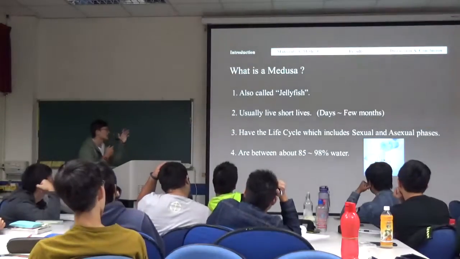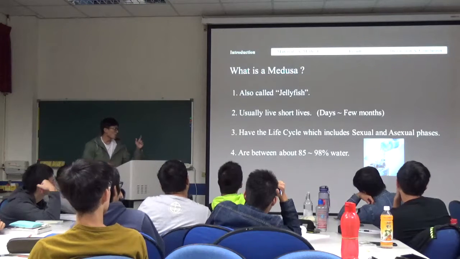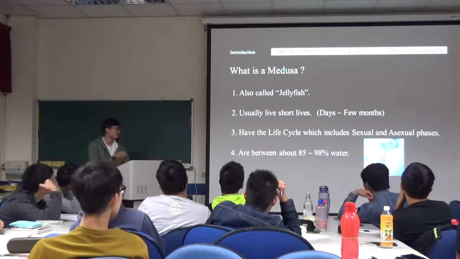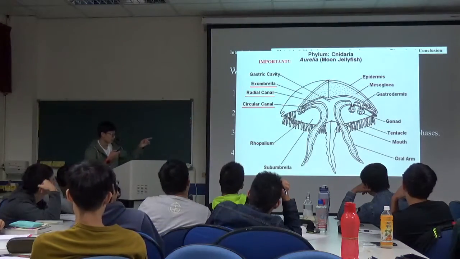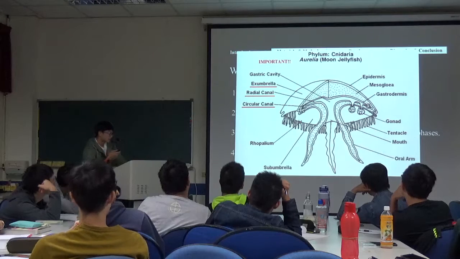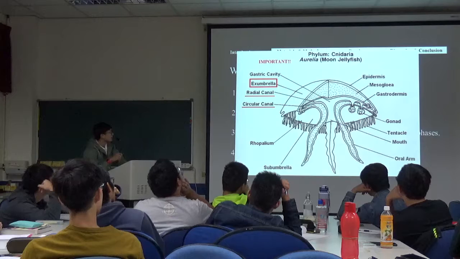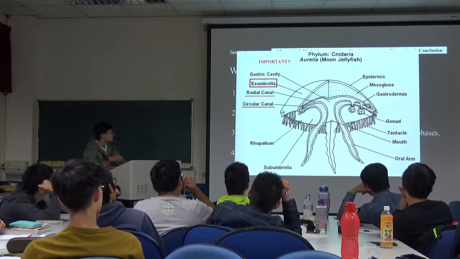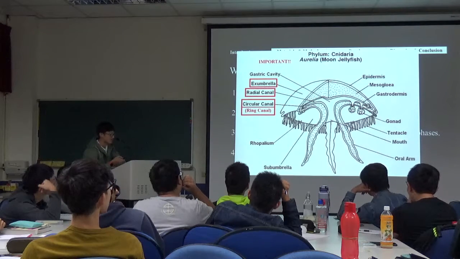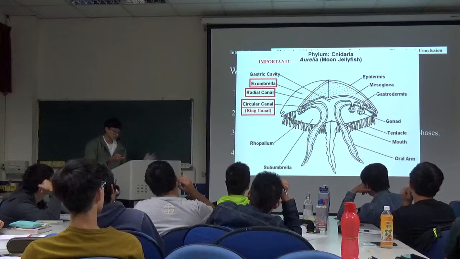And they are about 85 to 98% water. Even though most of their bodies are water, they still have a complicated structure like this. Please pay attention to those with underlines. We're gonna use them later. One is its umbrella, the upper side of its bell. This area we call the bell because of its shape. Then the radial canal and the circular canal, which is also known as the ring canal. These two canals are related to digestion.